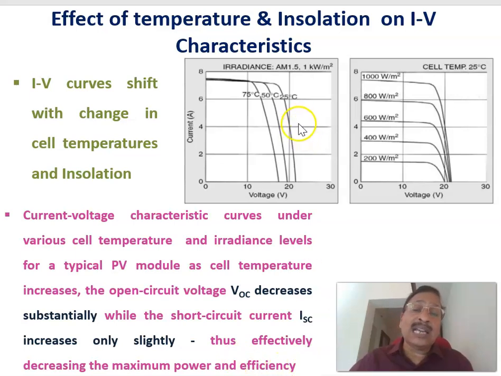Therefore, as solar panel temperature increases, the effect is that open circuit voltage reduces, or we can say that the curve is shifting towards the left side, or the product gets reduced. The power output available is getting reduced as the temperature of the solar panel increases. And here, as irradiation increases, the power output is increasing.